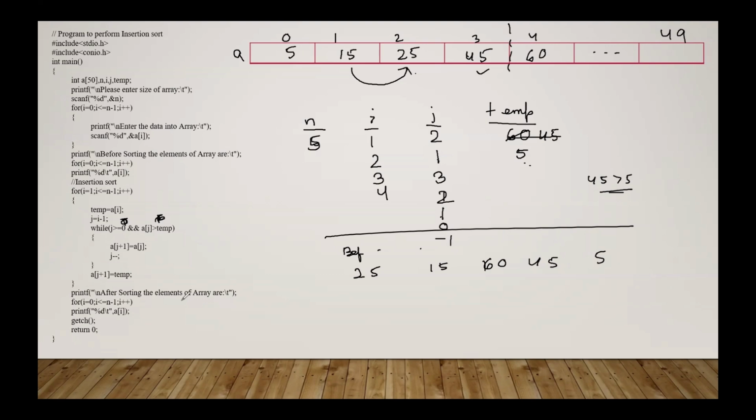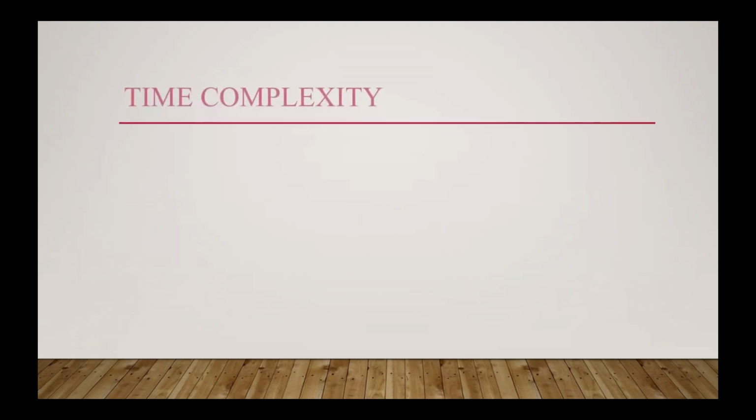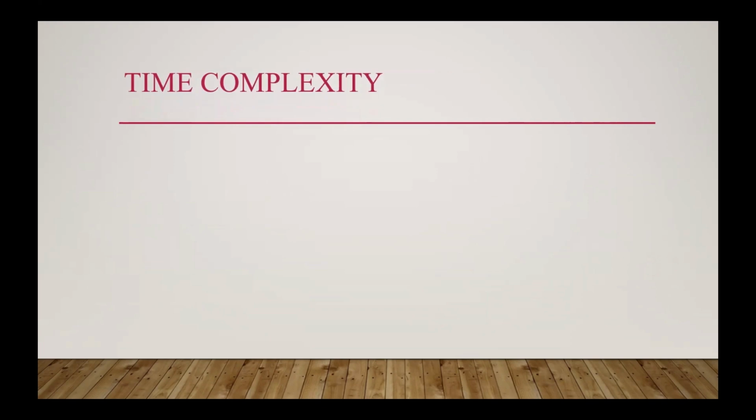After that, printf, after sorting the elements, i equal to 0. Now what happened? i equals 0, it will print a[i]. What is a[i]? 5. Then it will print the next values: 15, 25, 45, 60. We have already completed our implementation part and already got the correct result.